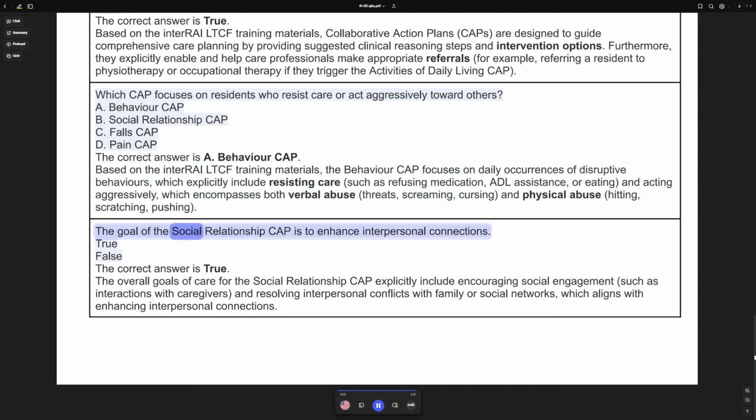The goal of the social relationship CAP is to enhance interpersonal connections. True or false? The correct answer is true. The overall goals of care for the social relationship CAP explicitly include encouraging social engagement, such as interactions with caregivers, and resolving interpersonal conflicts with family or social networks, which aligns with enhancing interpersonal connections.